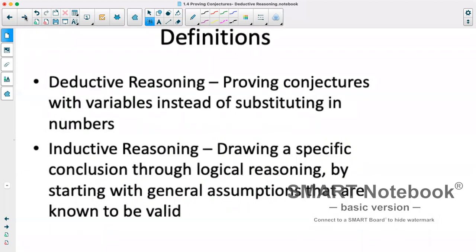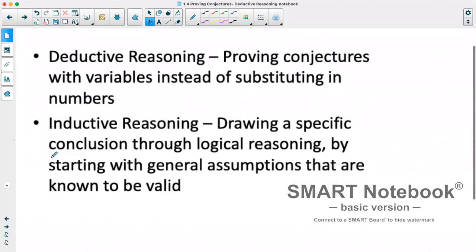Okay, so we'll look at a couple more definitions. So deductive reasoning is for proving of conjectures with variables instead of substituting in numbers. So deductive reasoning is essentially proving that things work, not just looking at patterns and coming up with conjectures. Inductive reasoning is when we're looking at our patterns and coming up with conjectures by using general assumptions.